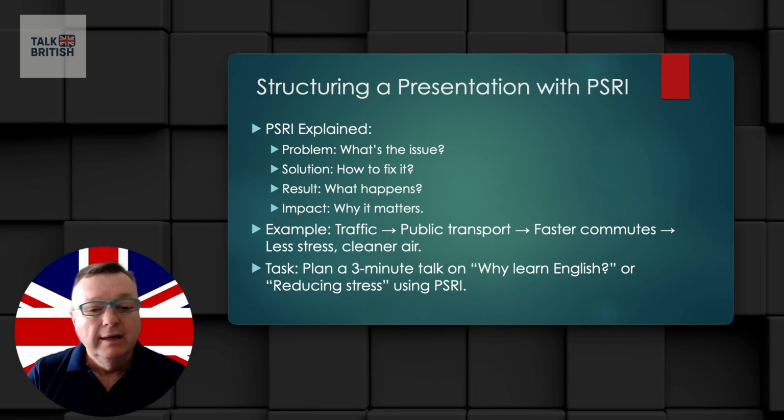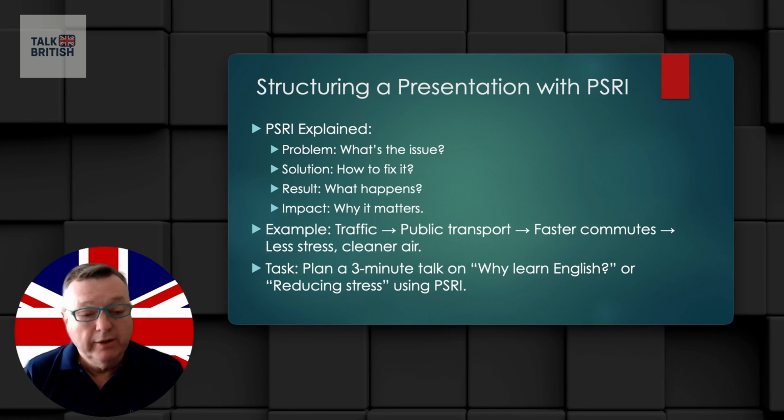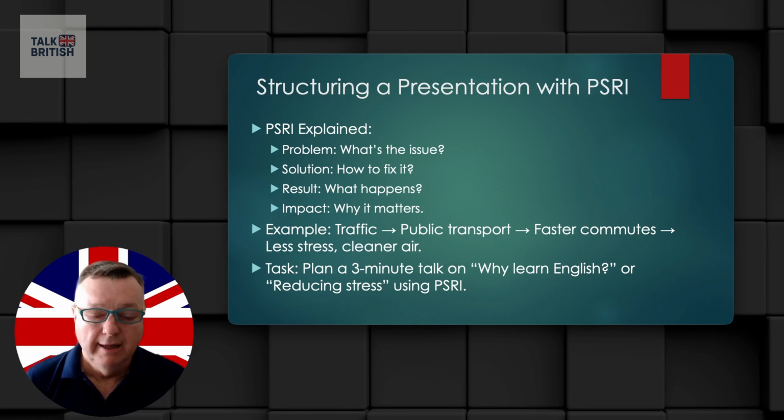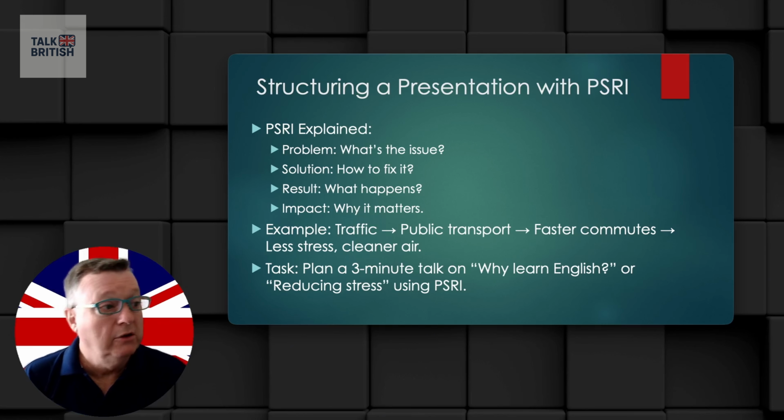So here's a task. Plan a 3-minute talk on your own as to why learn English or reducing stress. But I want you to use the PSRI structure and put this together and see if you can understand the logic of how this makes sense. It becomes engaging because the person on the receiving end has a story that's going to come up with a result. It's not just a lot of talk about nothing. It has a focus. So for example, why you're wanting to learn English would result in an outcome that you can now speak more fluently than you do now, and you could travel to countries that perhaps you couldn't have before. That would be the impact.